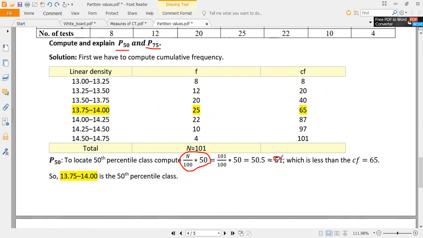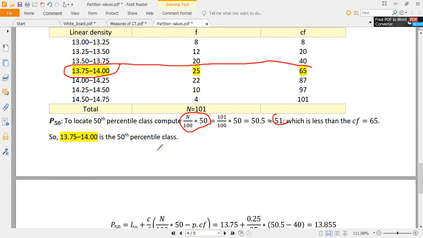Now we have to compare this 51 to the CF. We have to see which CF is just greater than 51. Here the CF is 65, and 51 is less than 65. So the class corresponding to this CF is the percentile class, that is the 50th percentile class. So we get the lower limit and other values from this percentile class. Now we go on to calculate the 50th percentile.